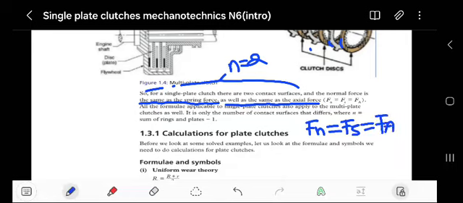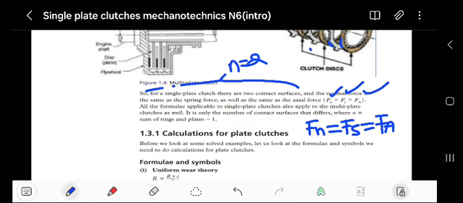You have been given this for a single clutch plate. For a single clutch plate, the normal force is equal to the spring force and the axial force. This is what we have.